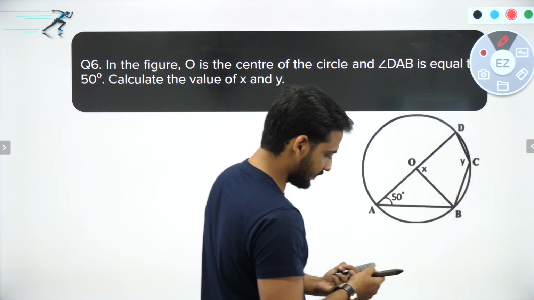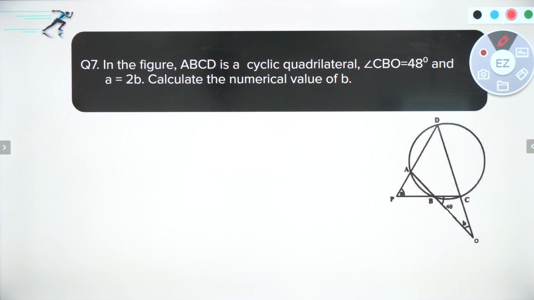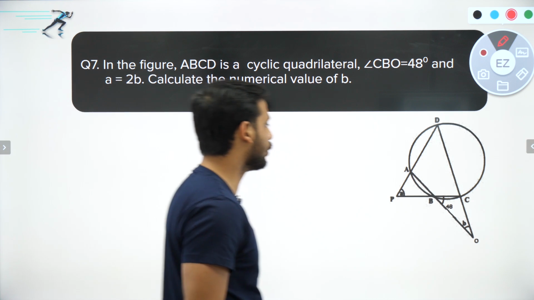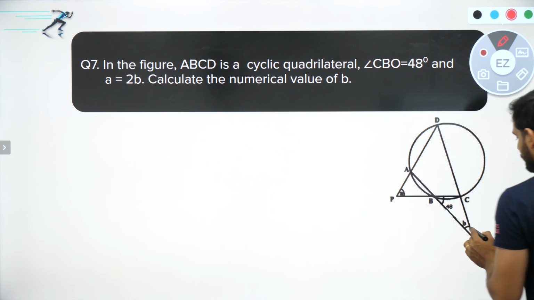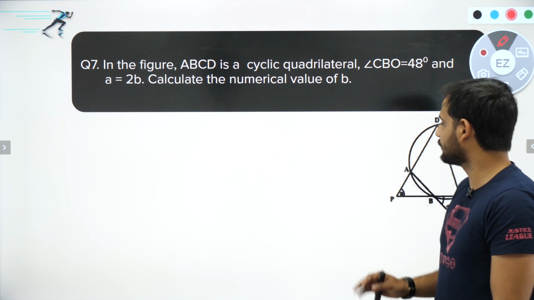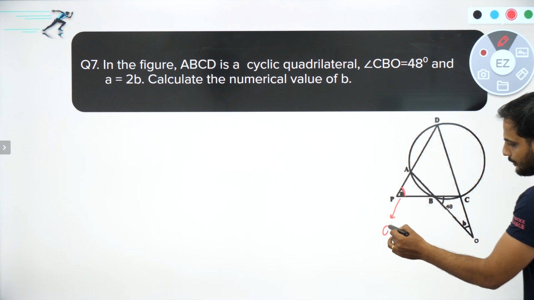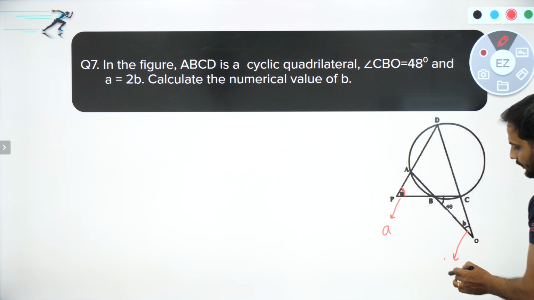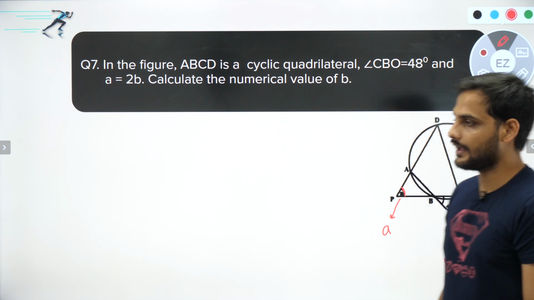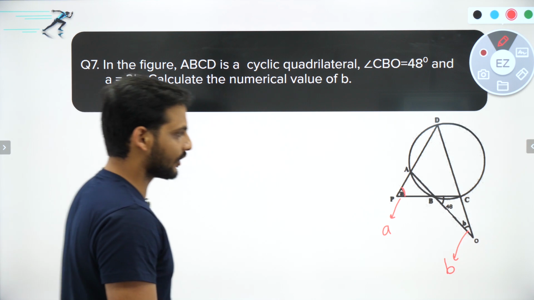The next question we have is this. In the figure, ABCD is a cyclic quadrilateral and angle CBO, this angle, is 48 degrees, and A is equal to 2B. Where is A? Acha, this part is your A, it is not visible properly to you, and this part is your B. It is given angle A is equal to twice of B. Calculate the numerical value of B. You have to find out what is B.